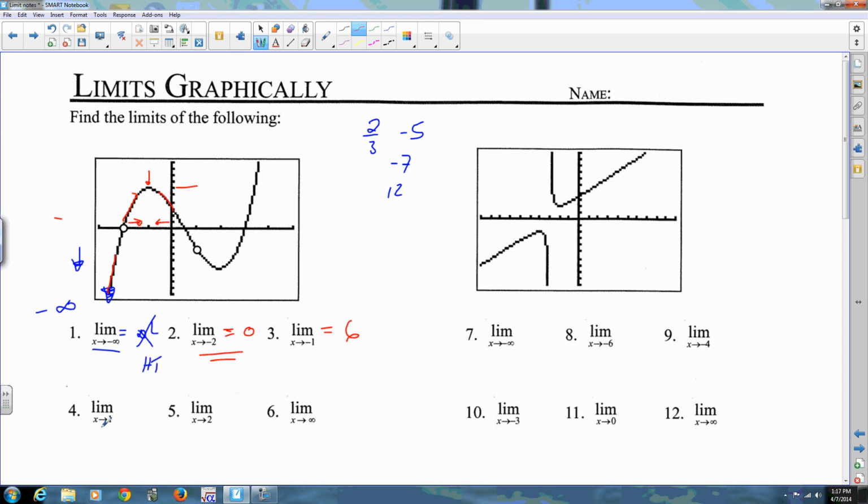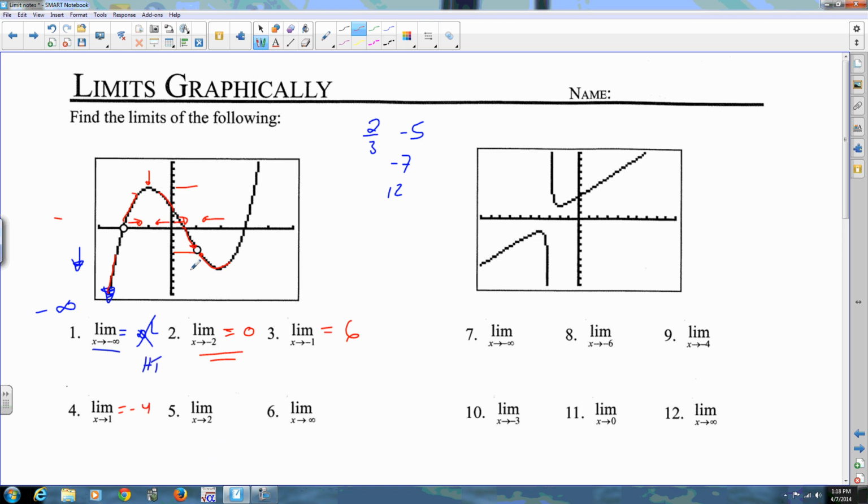Okay, works for me. At 1, here's another hole. As you approach 1 from the left side, your y values are decreasing up to that point. As you approach it from this side, your y values are increasing over to this point. Well, what point does that look like it is? I'm anticipating it to be a whole number. I'm not trying to trick you or anything here. 1, 2, 3, 4. So it looks like to me -4.